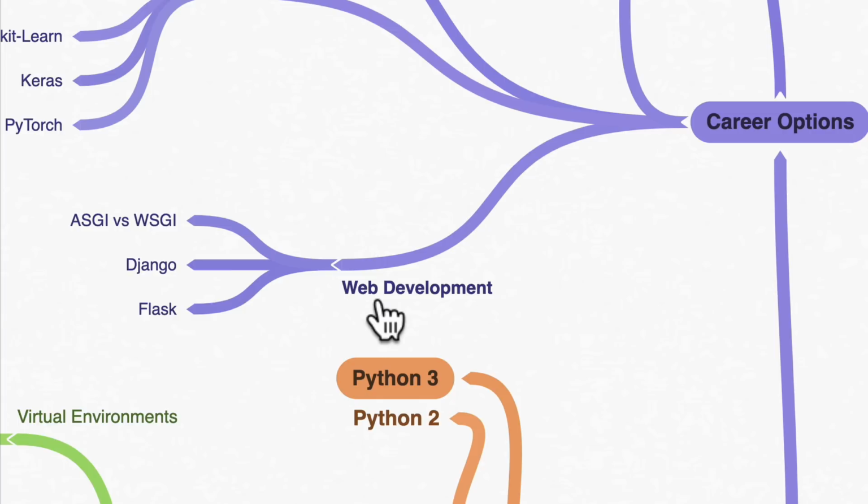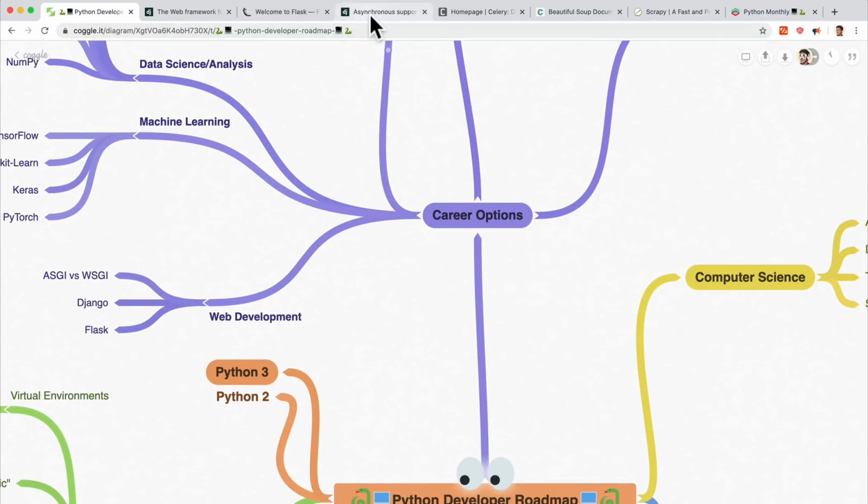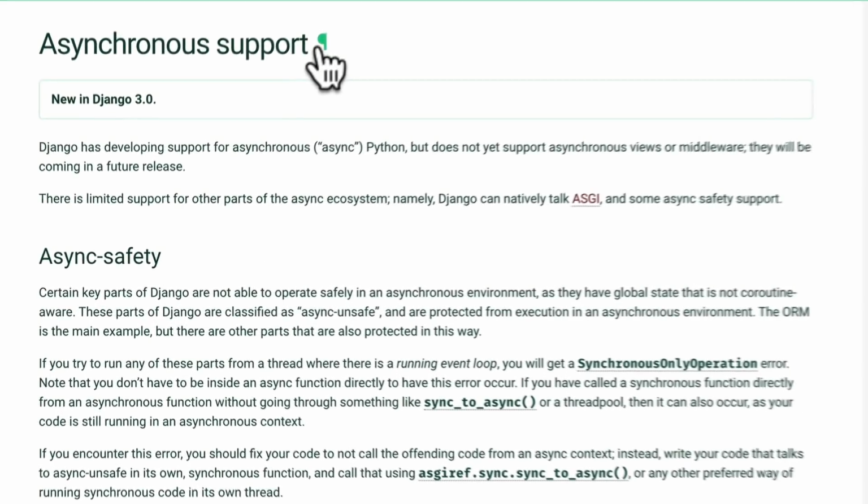So instead of having Django and Flask fall out of fashion, to keep up with the times and the web, you now have ASGI, which allows us to do these asynchronous tasks. For example, Django just added asynchronous support.